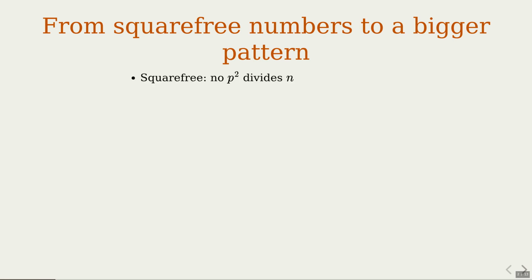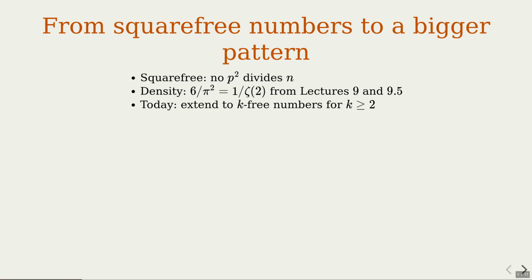Recall that square-free means that in the prime factorization of n, no prime shows up with exponent 2 or larger. We proved that the proportion of integers up to x that are square-free approaches 6 over pi squared, or equivalently 1 over zeta of 2. So square-free is like the k equals 2 case. Are we going to look at numbers with no cube factors, no fourth powers, and so on?